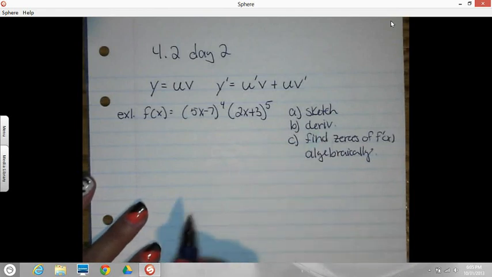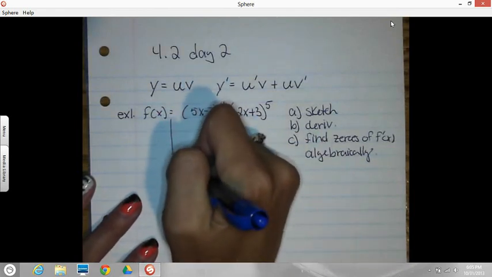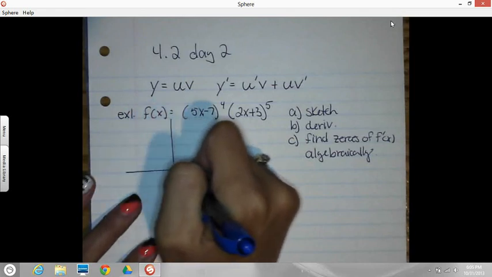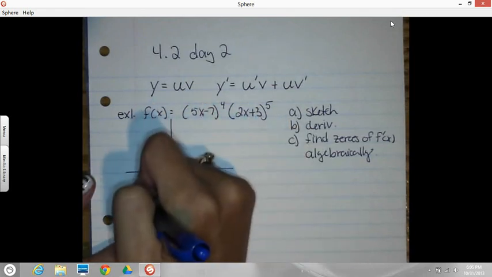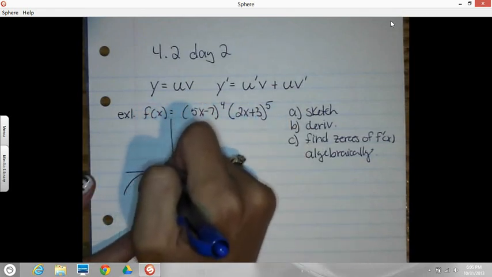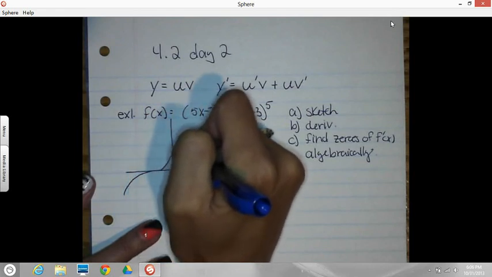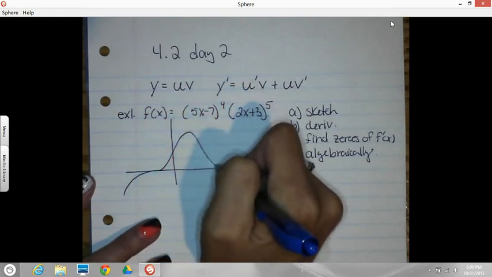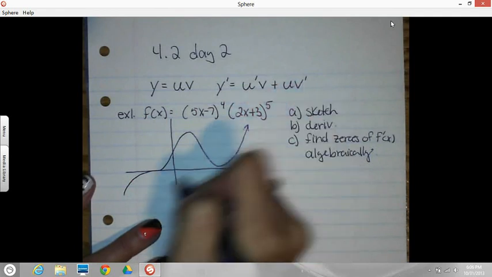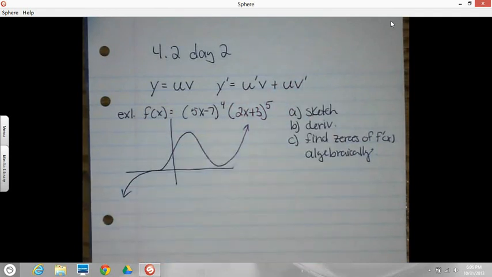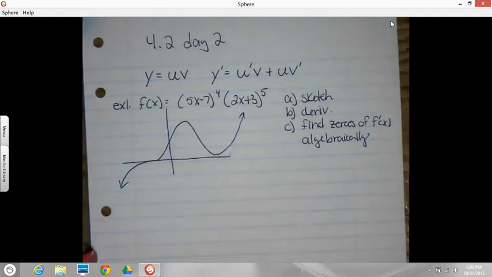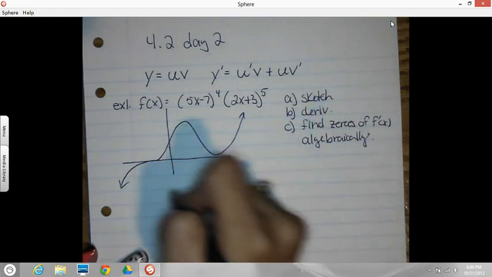All right, the sketch, I already took the time. I know you just fast forward through it. So the sketch looks like this. Okay. So let's go for derivative next.